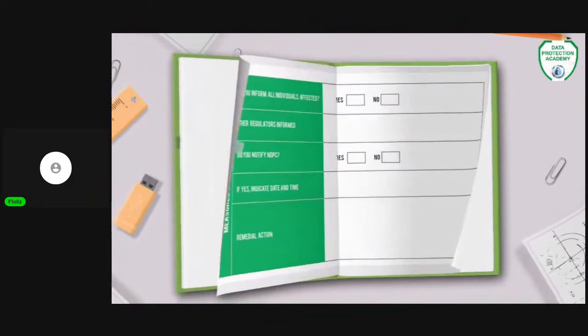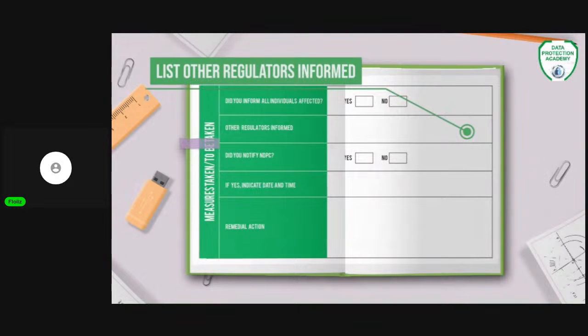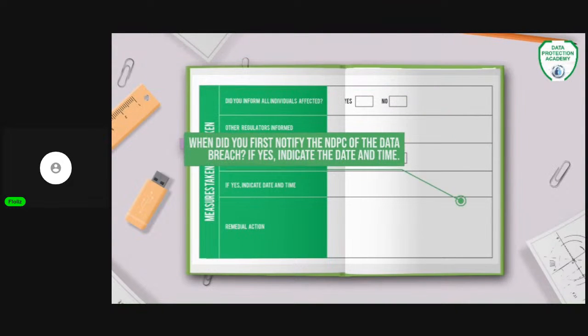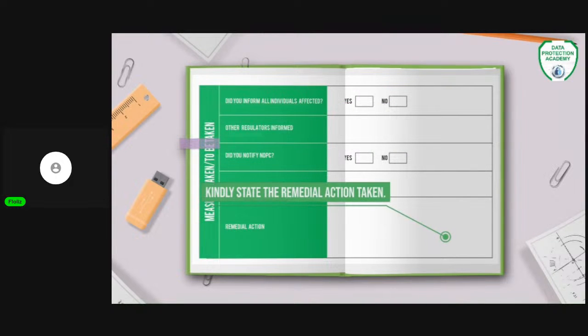Measures taken or to be taken. Did you inform all individuals affected? Indicate yes or no. List other regulators informed. When did you first notify the NDPC of the data breach? If yes, indicate the date and time. Remedial action. Kindly state the remedial action taken.